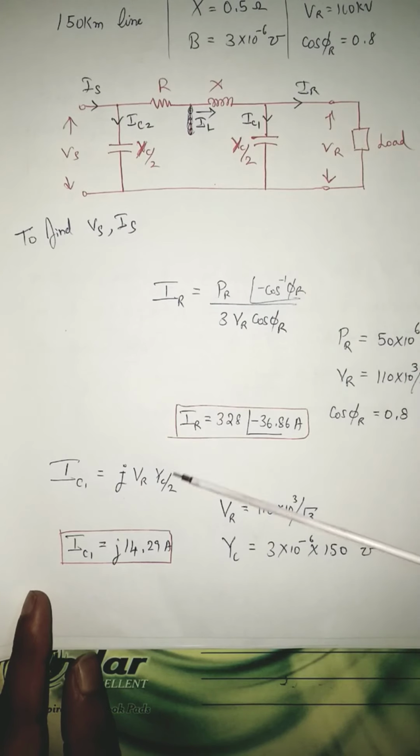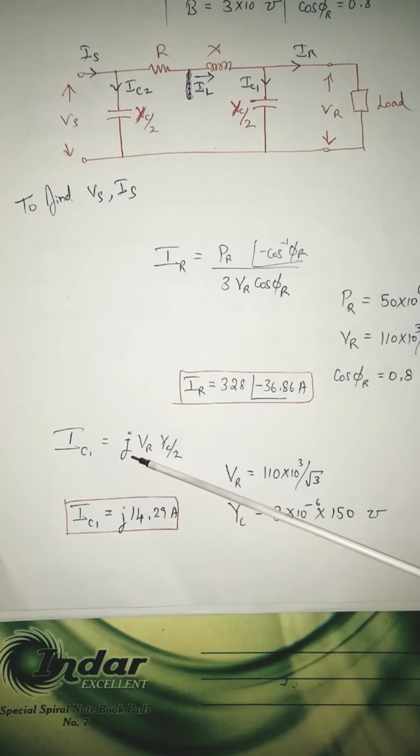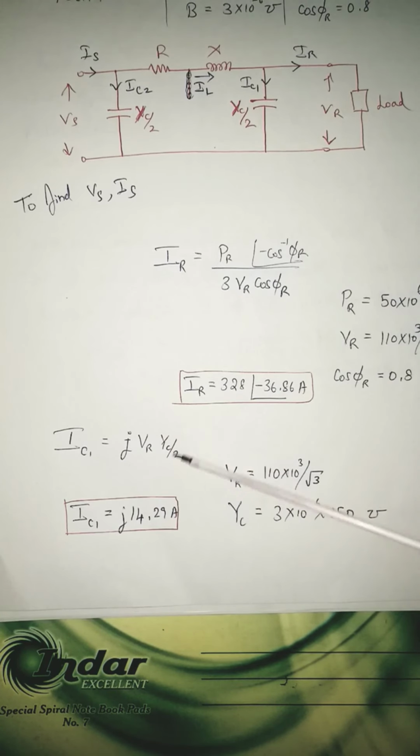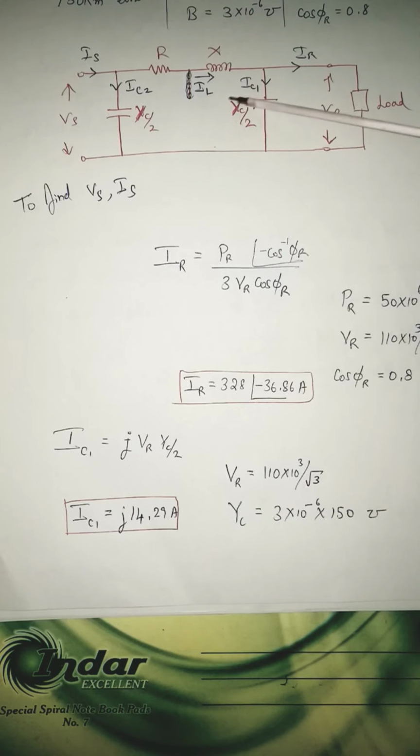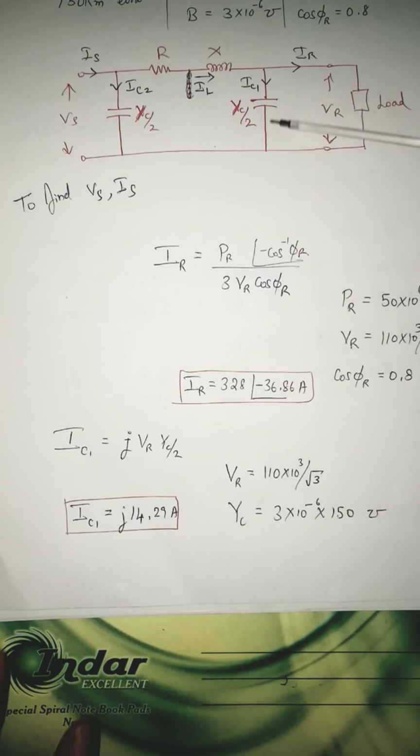So IC1 is given by j VR into YC by 2. See, the admittance over here is YC by 2. Voltage across this is VR. So it will be the product of voltage and admittance, so j times VR YC by 2. VR, you know, is 110 into 10 cube by root 3. YC is given in the problem, it is 3 into 10 power minus 6 and that is given per kilometer. So the total length of the line is 150. So 3 into 10 power minus 6 into 150 is the effective admittance. If you use VR and YC by 2 into j, you'll be getting IC1. So now I have got IC1.